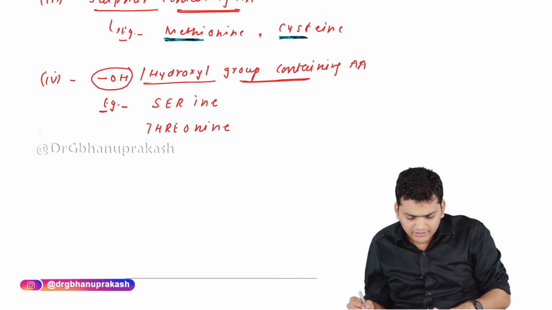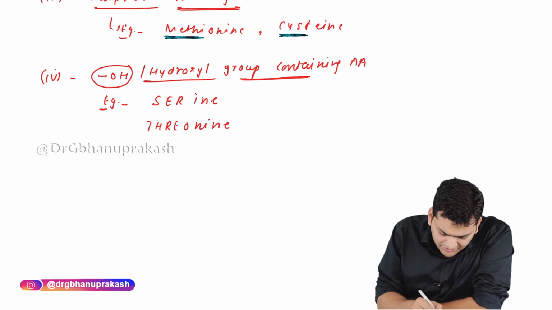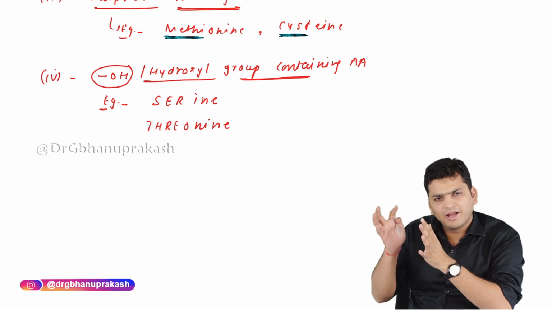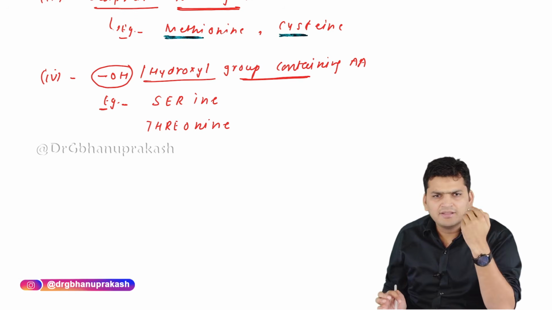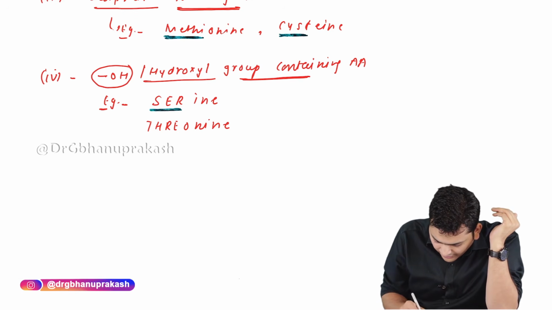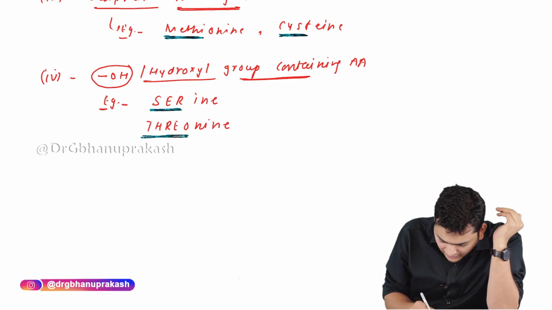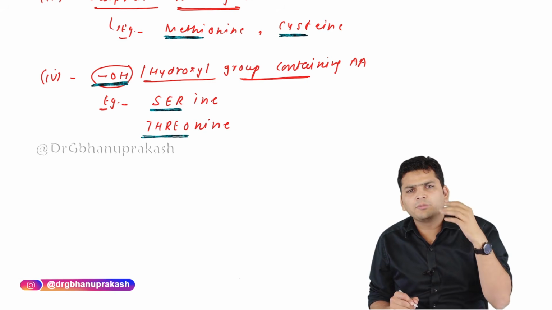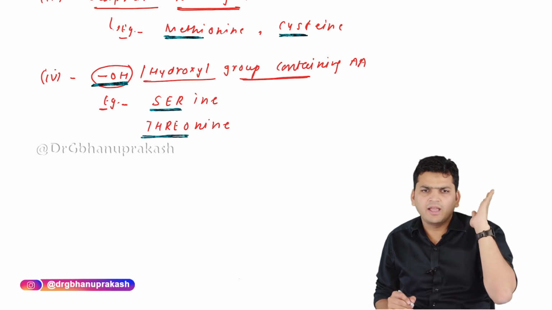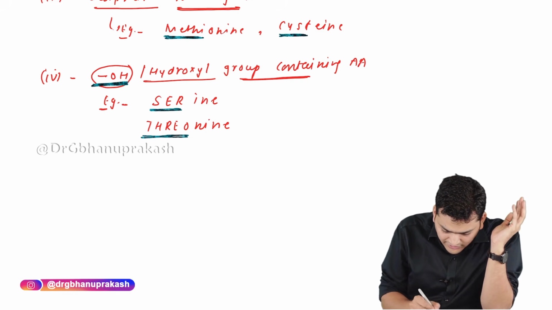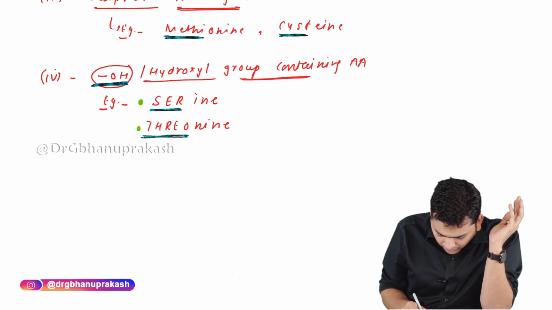How we can remember is, the mnemonic is in Hindi, so if you know Hindi, it's very good. If not, fine, you can remember it directly. Hydroxyl group containing amino acids are serine and threonine. The mnemonic is Sir Thero, this is alcohol. Thero means stop. That is serine and threonine.